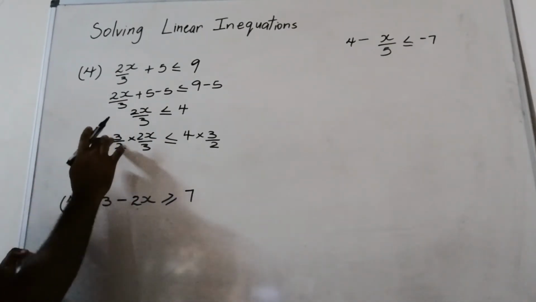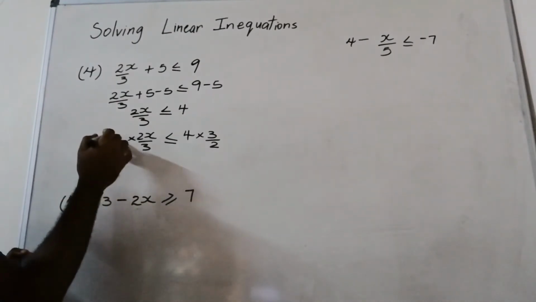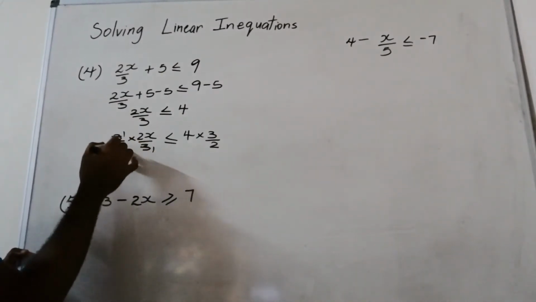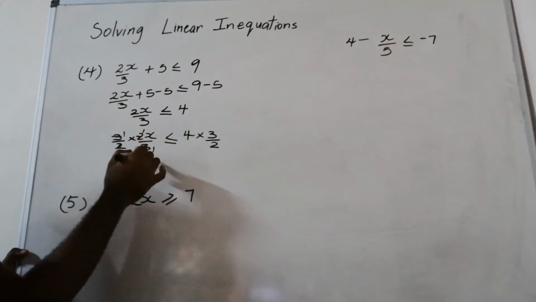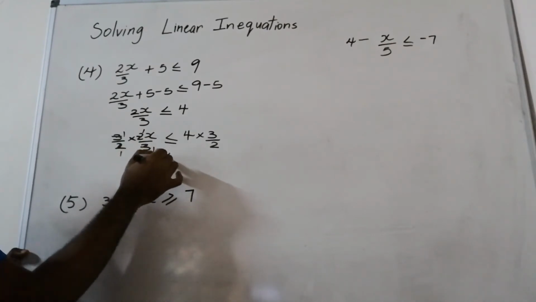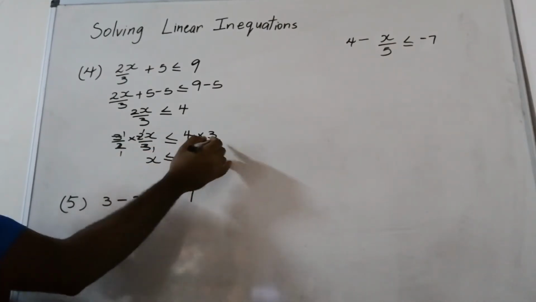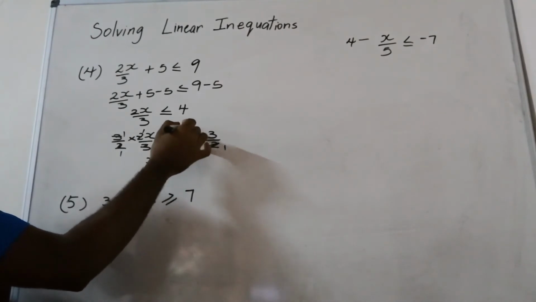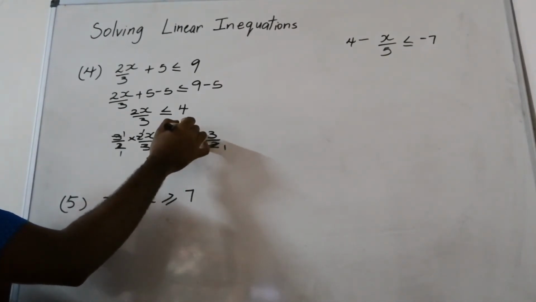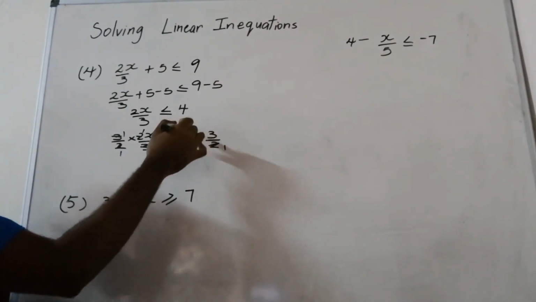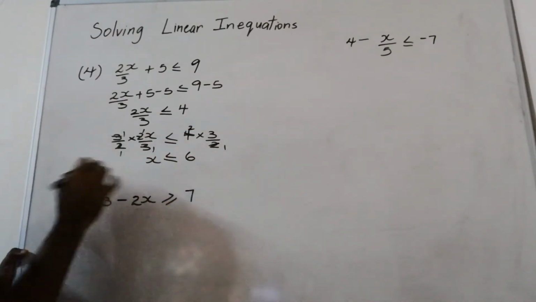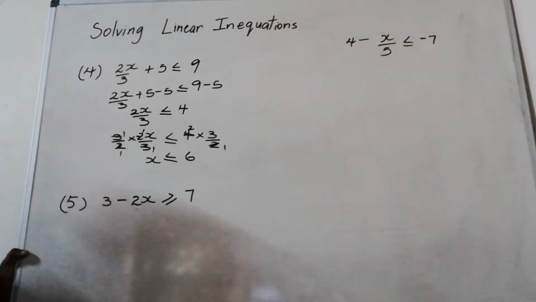So we're multiplying by 3 over 2. 3 into 3, 1, 3 into 3, 1, 2, 1. So x would remain here, is less than or equal to 2 into 2, 1, 2 into 4 is 2, 2 3s, 6. So x is less than or equal to 6.